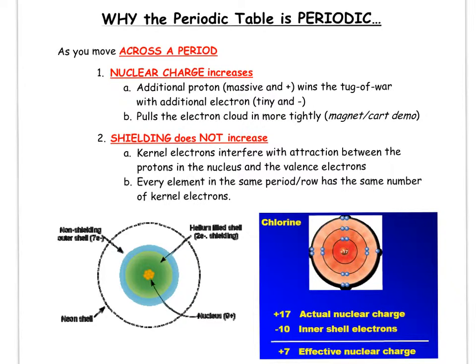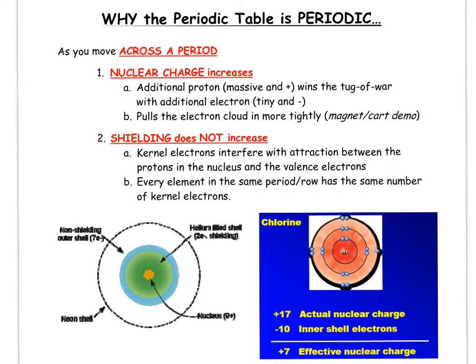The reason that shielding is not increasing is because the kernel electrons, the electrons that are on the inside, not the valence electrons, are interfering with the attraction between the protons, the neutrons, and the valence electrons. So these are the shielding electrons. Every element in the same period or row, that means the same row across, has the same number of kernel electrons, 2-8. We did not add any more rings to shield those electrons.